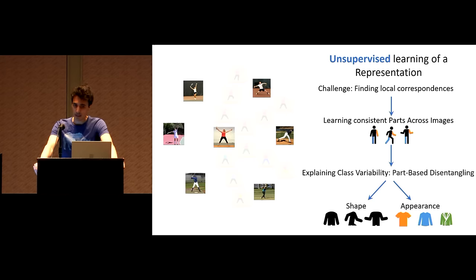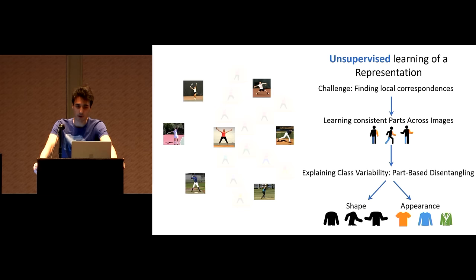In order to represent these elementary variations, we need to learn a consistent representation of the structure of the object class with the granularity of parts. Then, with respect to this consistent frame of reference, the variability can be represented by disentangling shape and appearance of each part. But how can this be learned without supervision?